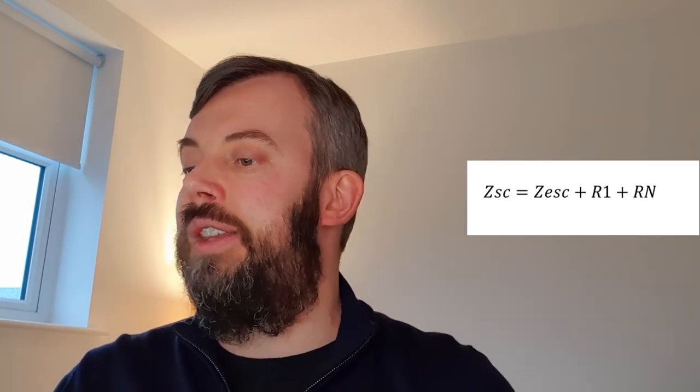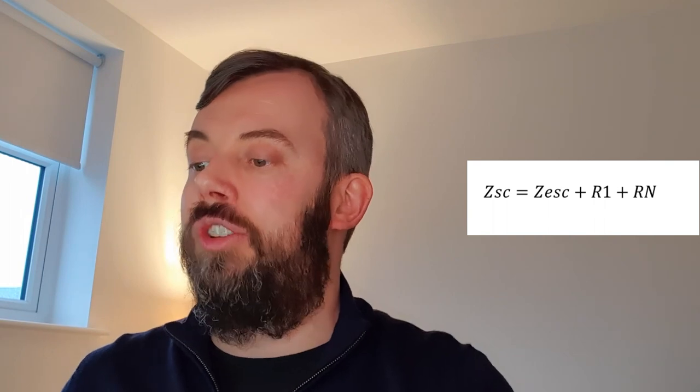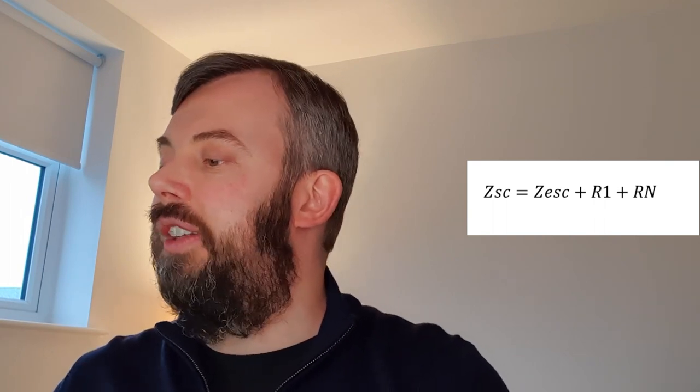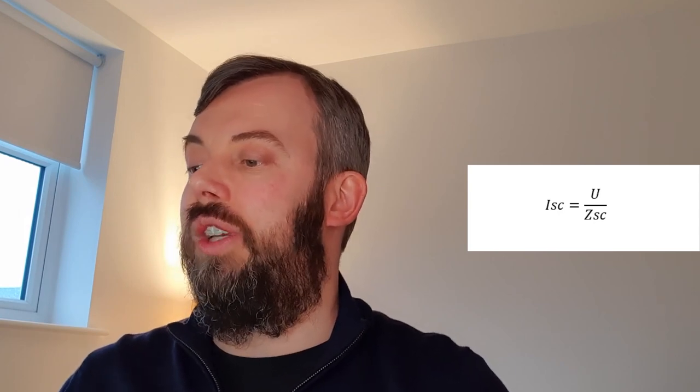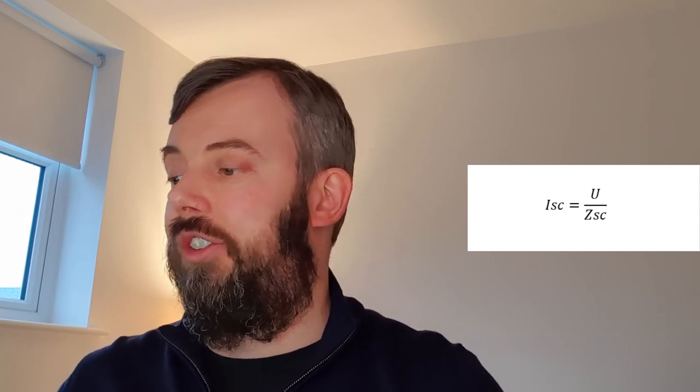We can then calculate the R1 plus RN and add to the ZESC to find the ZSC, which is basically the impedance between line and neutral at the furthest point of the circuit. And then we divide the voltage by the ZSC to calculate the short circuit current, which is called ISC.